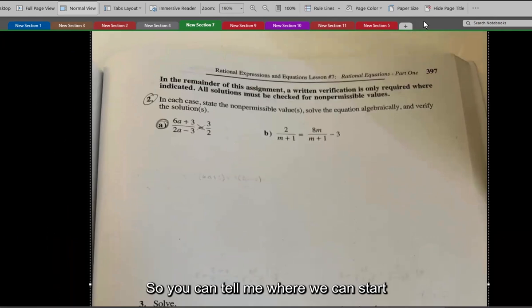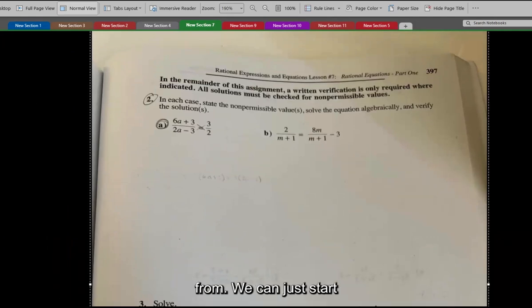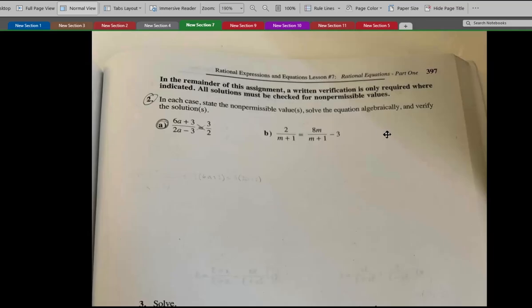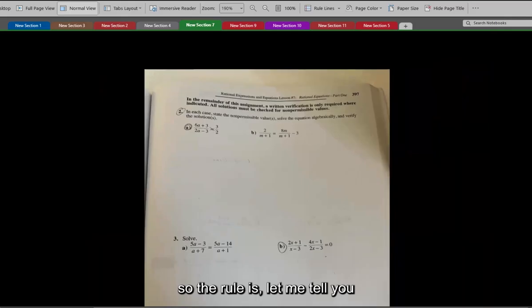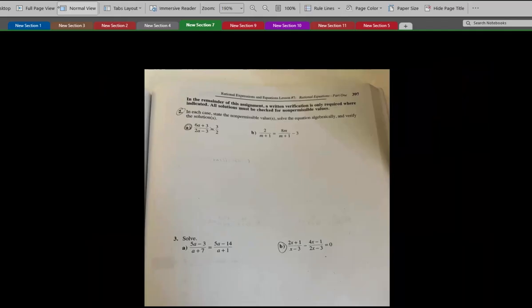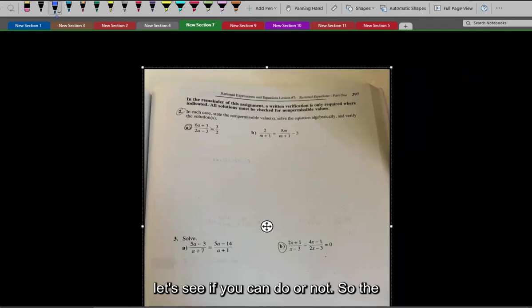So you can tell me where we can start from. We can just start with the 2a one. Okay. So the rule is, let me tell you the rule and let's see if you can do it or not.